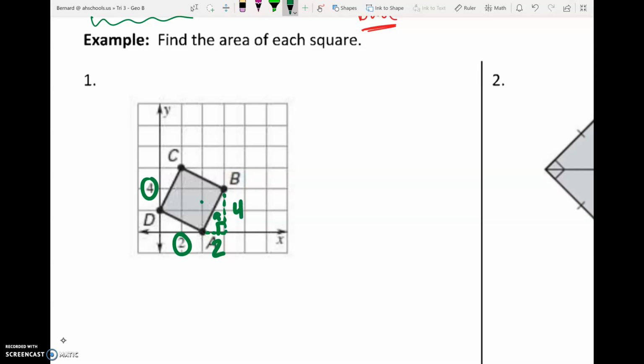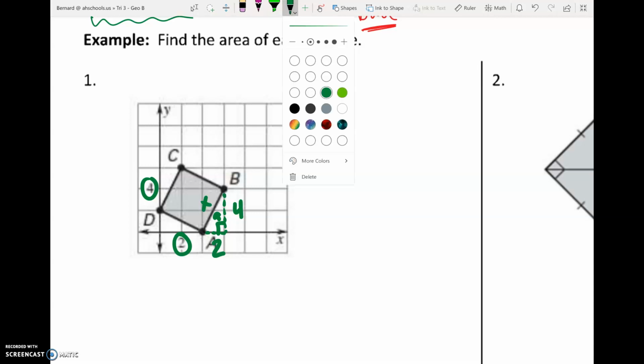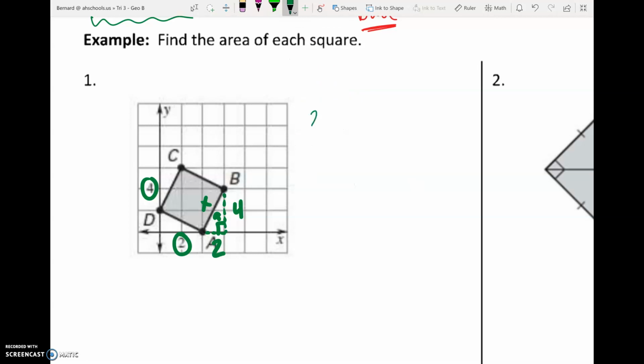Across from our 90, I can call that X. That's always our C side in A squared plus B squared equals C squared. So we will find X by doing 2 squared plus 4 squared equals X squared. And 2 squared plus 4 squared is going to be 20. So that equals X squared. And then we are just going to take the square root of 20 to figure out what X is. And the square root of 20 is roughly 4.5.